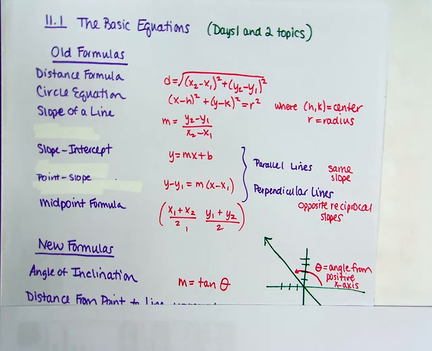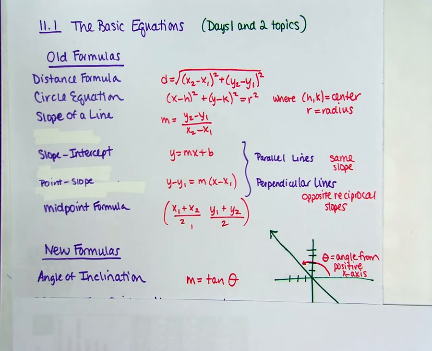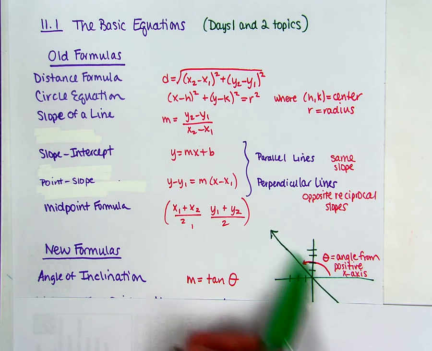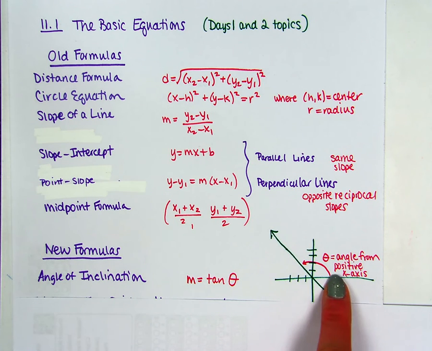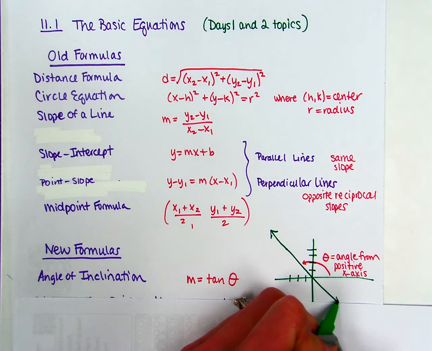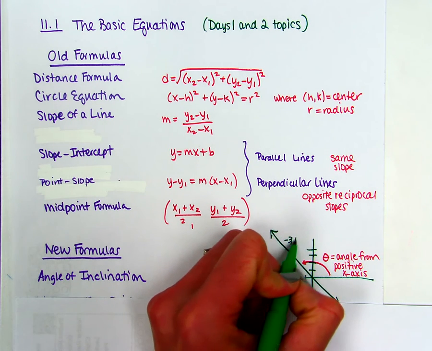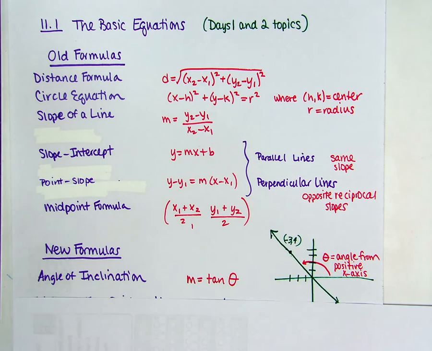So one of them is the angle of inclination. All right, so the angle of inclination is basically you're going to figure out what's the angle that a line makes from the positive x-axis. So I've drawn a coordinate plane. Here's just a line. And on this line, I'm going to say that it goes through the point (-3, 4), just for our example. All right, so I'm going to use this new formula, which is my slope is equal to the tangent of theta, and I'm going to prove why that works.